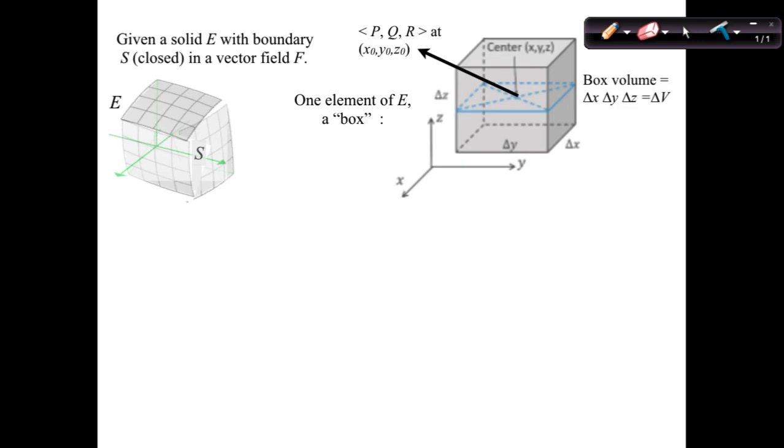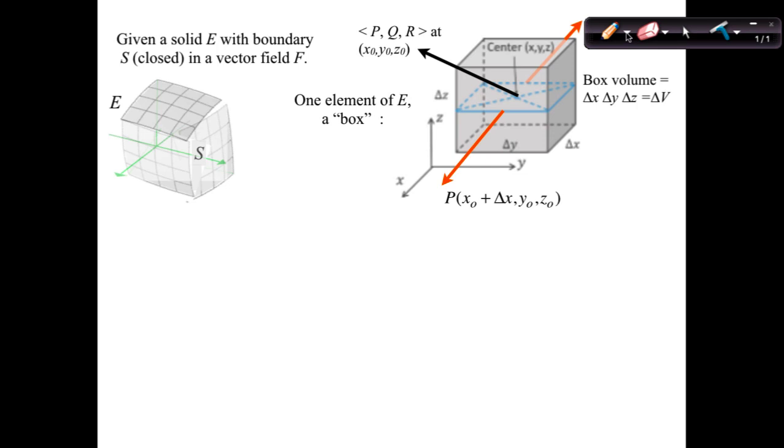Okay, so given a solid E with a closed boundary S, and a vector field F, we're going to look at one element, like a dV element. So the box volume is delta V. It's delta X by delta Y by delta Z, and there's some P, Q, and R at the point. But across delta X, delta Y and delta Z, there could be a slight change in the vector of the vector field. And so we'll just look at the change across delta X.